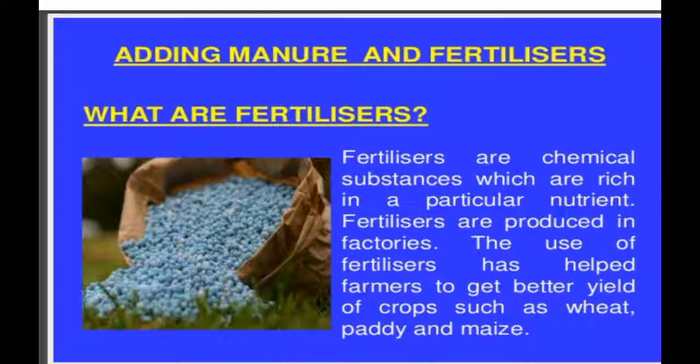Fertilizers are chemical substances which are rich in particular nutrients. Fertilizers are produced in factories. The use of fertilizers has helped farmers to get better yield of crops such as paddy and maize. Here we will be having different types of fertilizers.